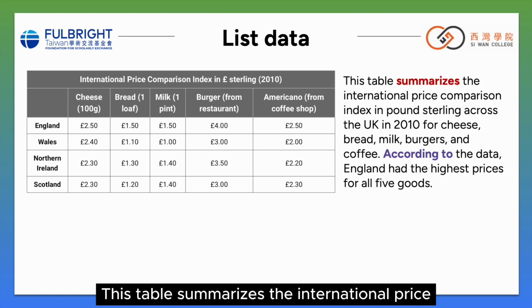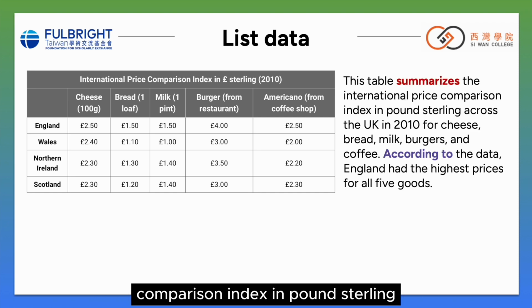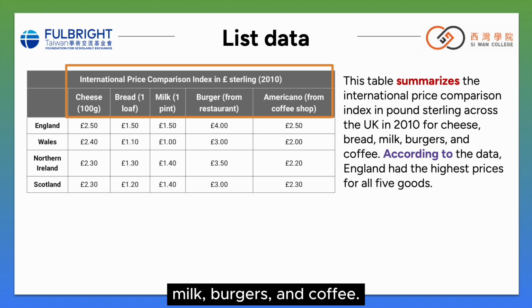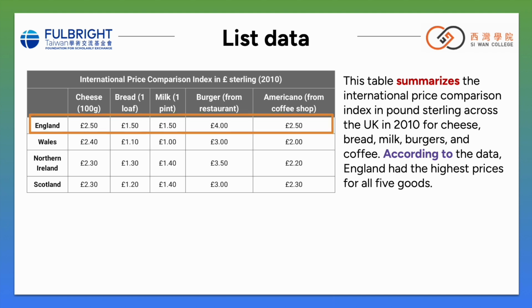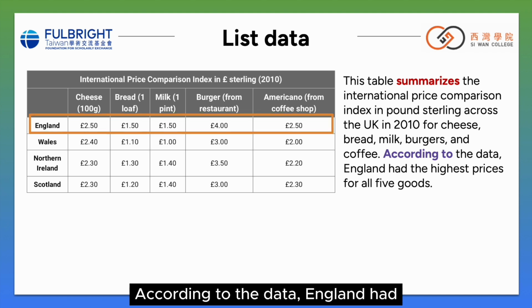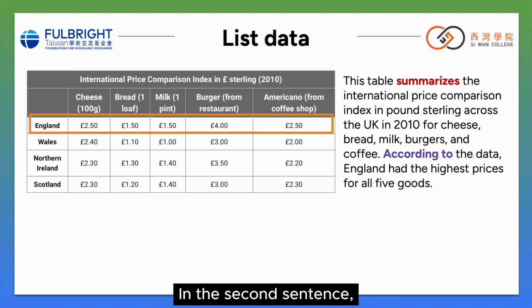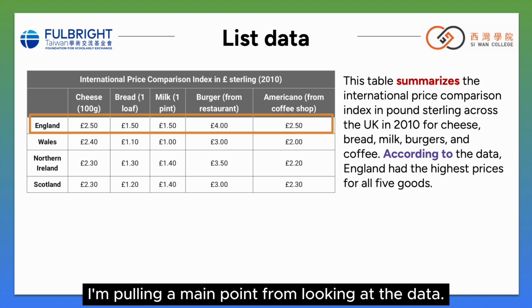This table summarizes the International Price Comparison Index in pound sterling across the UK in 2010 for cheese, bread, milk, burgers, and coffee. According to the data, England had the highest prices for all 5 goods. As you can see, in my first sentence, I am summarizing what the table is about, which I can find from the title. In the second sentence, I am pulling a main point from looking at the data.